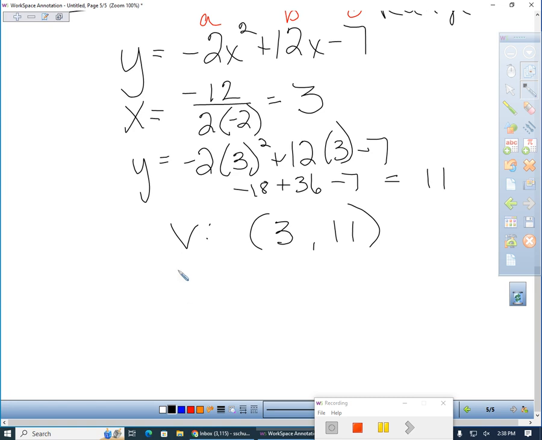So now, axis of symmetry, exactly like yesterday, x equals 3. My leading number, I have a negative in front. So that means this opens down.